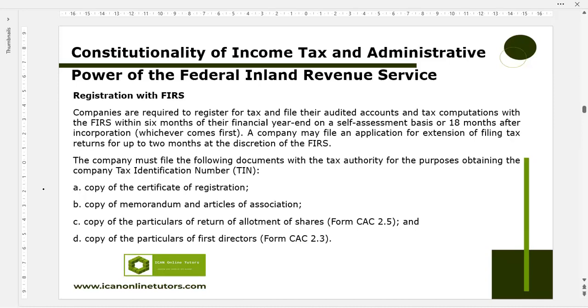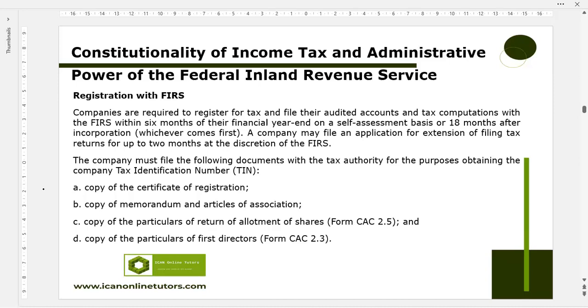So now let's look at the functions of the FIRS. At the beginning I said to start with, you have to register people. You have to register a company before you can call them a taxpayer. Those that are not registered are not taxpayers yet because they are not paying tax.